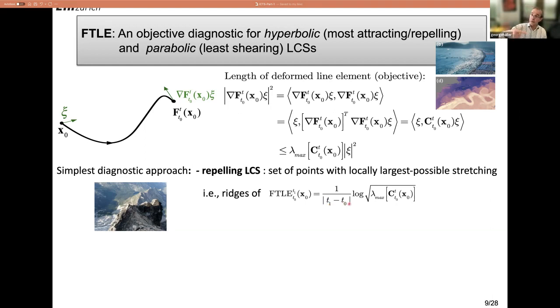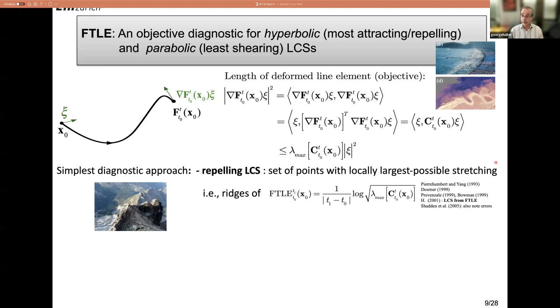And I might want to do this in backward time as well. So I actually divide by the length of time. That's why I'm taking the norm of that, because T1 might actually be lower than T0. And I'm looking for, in fact, the most attracting material line. I would actually run things in backward time, and whatever is most repelling in forward time will be most attracting in backward time. So I can apply this in two different directions. And there you go. That's called a finite time Lyapunov exponent between T0 and T1.